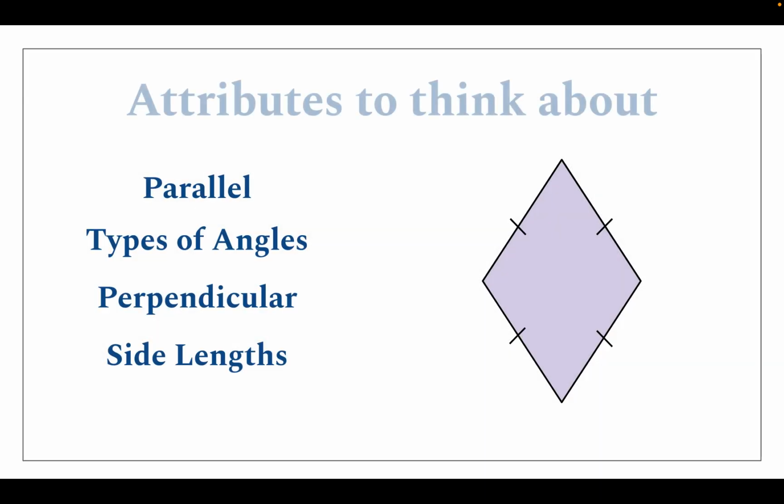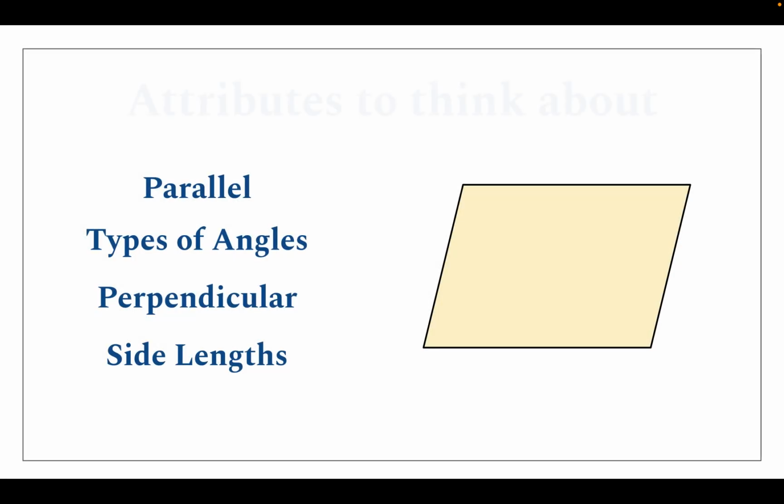Now let's take a look at this shape. This shape has all equal sides, and I know because of the lines, but the angles are different. We have 2 pairs of obtuse angles, and we have 2 pairs of acute angles. None of these are perpendicular, but we do have some parallel lines.